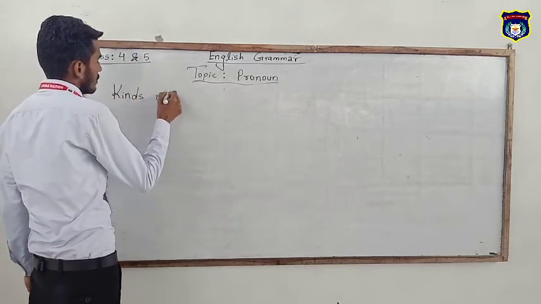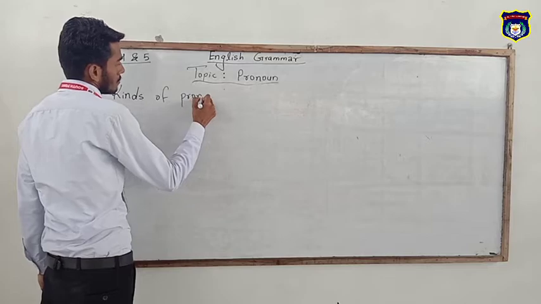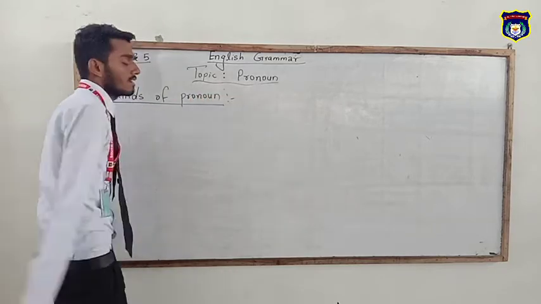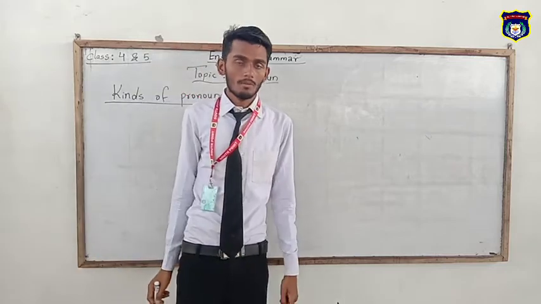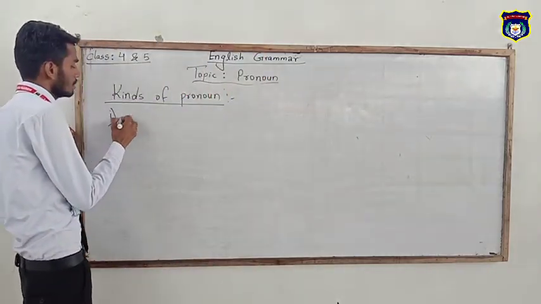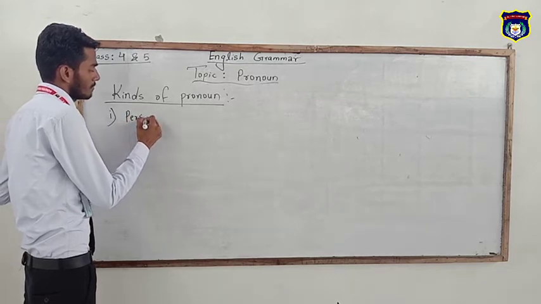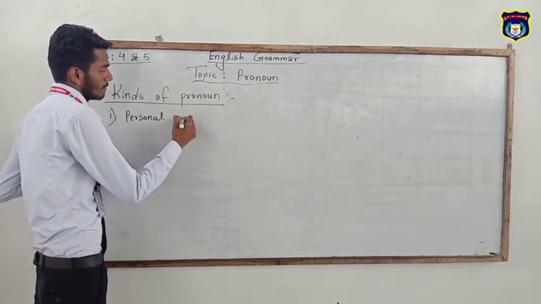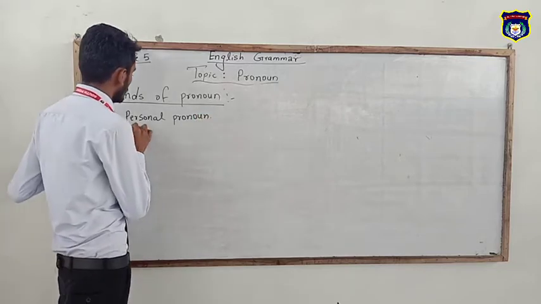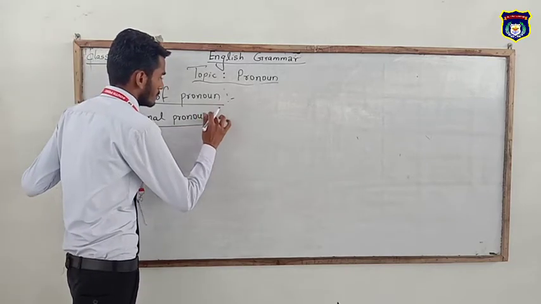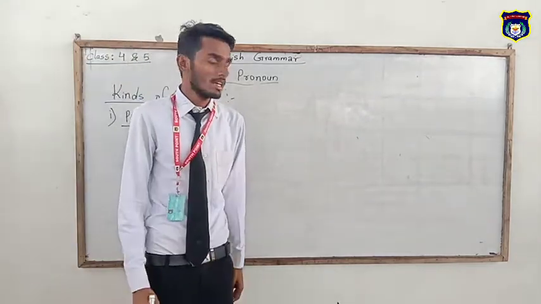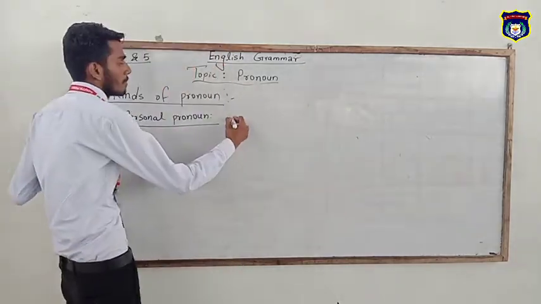Now comes the kinds of pronoun. Generally, there are many kinds of pronoun, but we discuss only 4 types. First one is personal pronoun. A pronoun which is used in the place of person, place, or thing is known as personal pronoun.